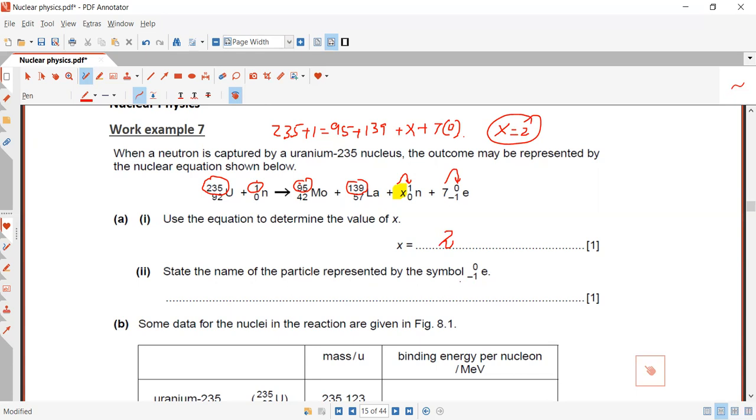State the name of the particle represented by this. So this is the beta particle, right? Okay, you know that.